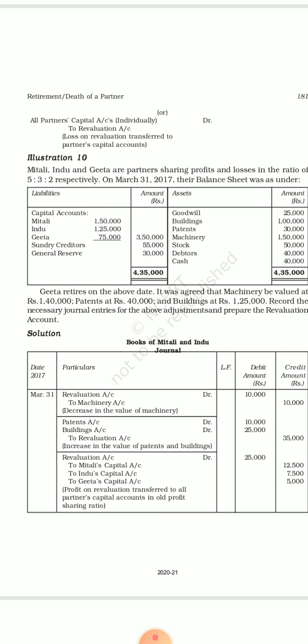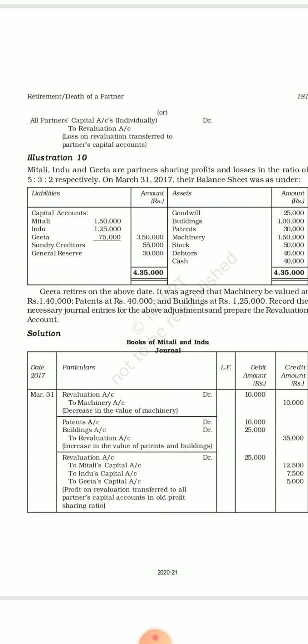So the general revaluation account will be credited and the concerned assets account will be debited. Just to see the journal entry, patent account debit 10,000, it is increased. Building account debit 25,000, it is increased and both are profit. So the total amount is credited to revaluation account 35,000. Now in revaluation account only these three items are there. One is 10,000 debit, it is a loss, and 35,000 credit, it is a profit. So the difference will come 25,000.